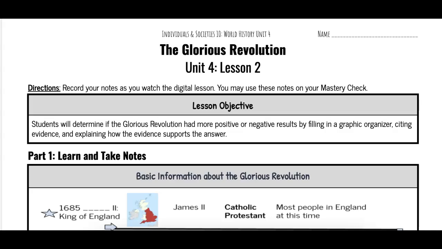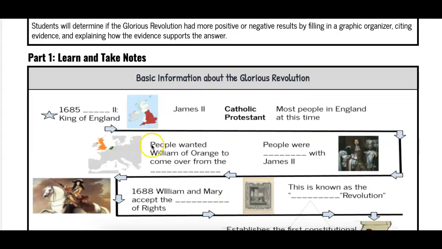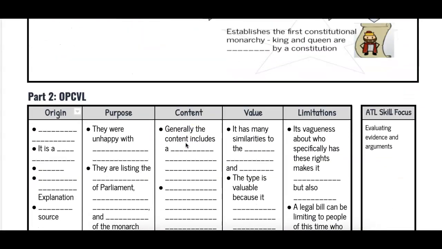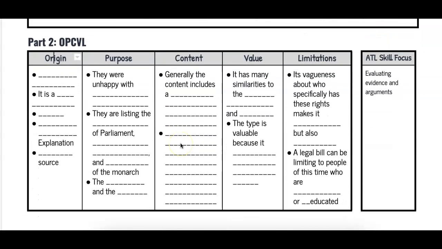Previously you learned about the Glorious Revolution and you read a primary source document and annotated it. So be sure that you have that primary source document. It should look like this and you should have annotated along with the previous lesson. But now that we've learned the information about the Glorious Revolution, and we've annotated a document, kind of decoded what it means, now we're going to evaluate it as a source.